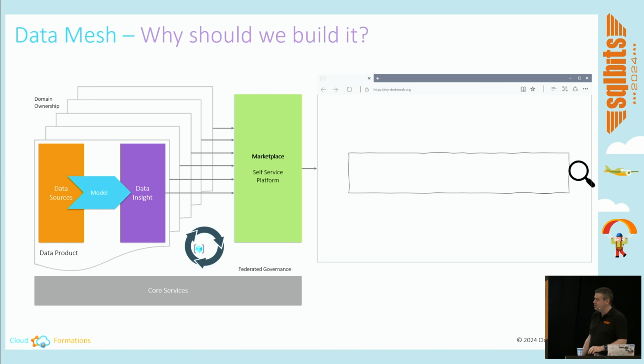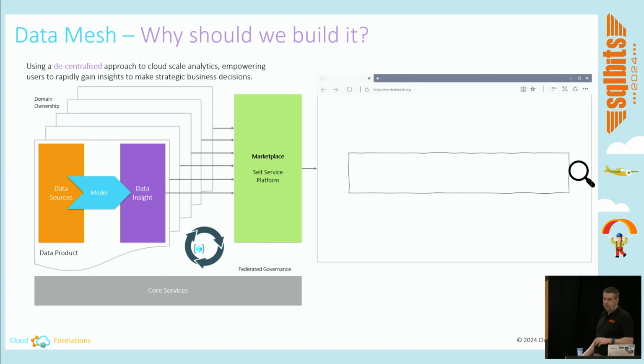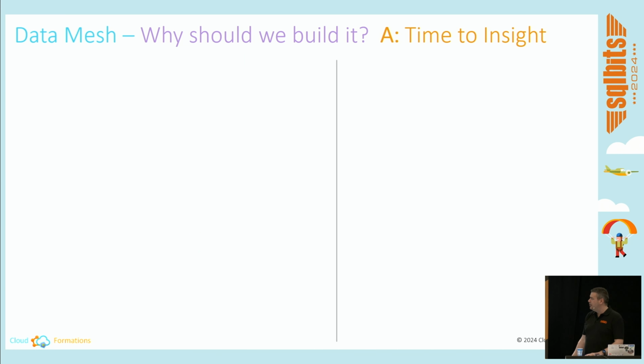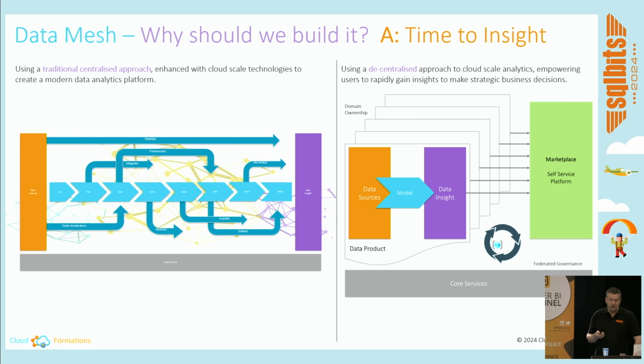So we could describe this as that decentralized architecture. Not perfect, slightly overly simplified for what we're talking about now, but to answer that question of, well, why should we build it? For me, the answer is that time to insight. That time to insight on the left versus that time to insight of our picture on the right. We could argue that on the left, that time to insight is a magnitude of weeks, months. On the right, it's more like days or hours, hopefully.